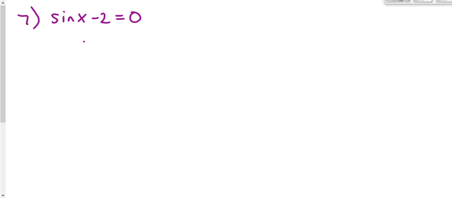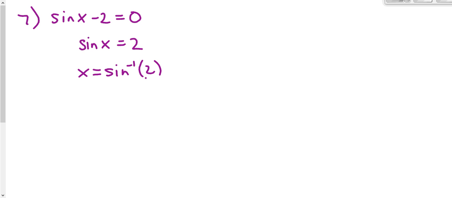Let's add 2 to both sides, and we get sine of x equals 2. Are your spidey senses telling you something yet? If not, that's okay. Just keep going. Take the inverse sine of both sides. X is the inverse sine of 2. Getting anything yet? Feeling any tingles? No? That's okay. We can keep going.